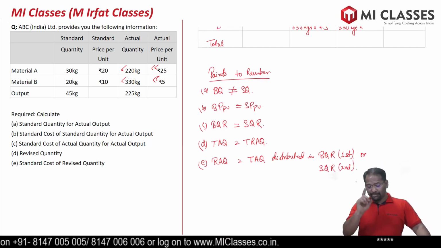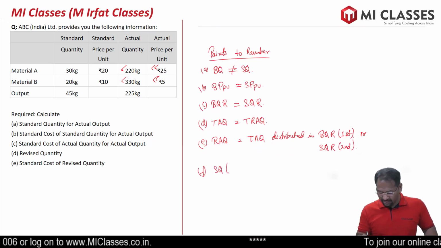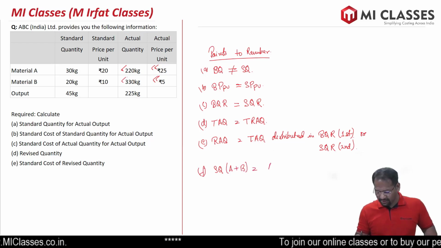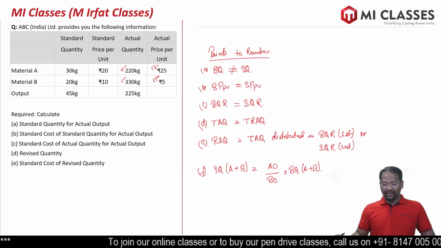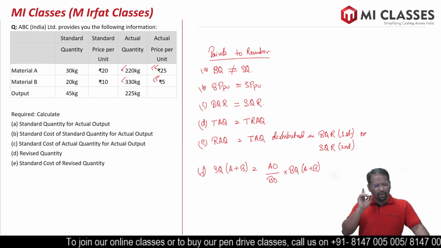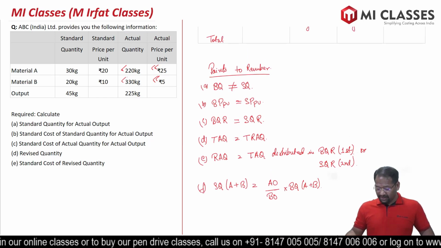Alright, one more point, point number 6 or point number F. How do we calculate standard quantity? Standard quantity of, here in this question, A plus B is equal to AO divided by BAO into BACO of A plus B. Alright, so these are the 6 points which you always have to remember in all the variances which we are going to calculate here.